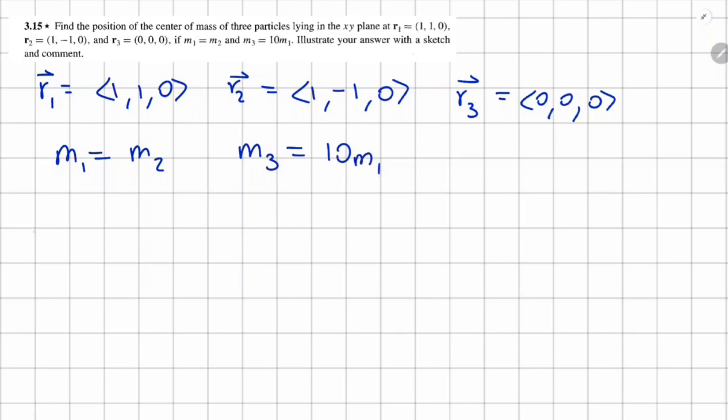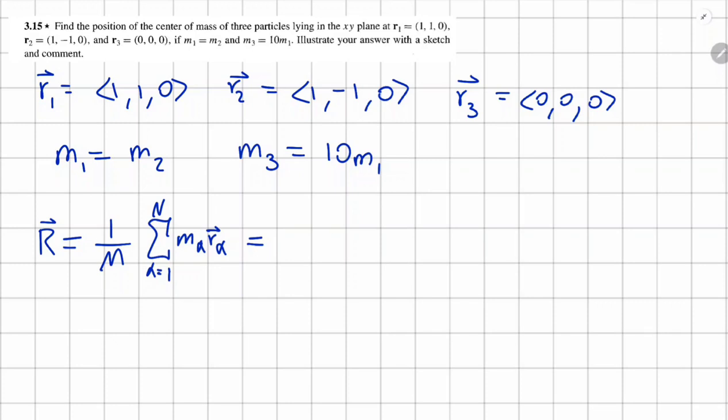So we have a formula for the center of mass, and that is this vector is equal to 1 over M. That's big M, that's the total mass. That's each mass times its vector point location.